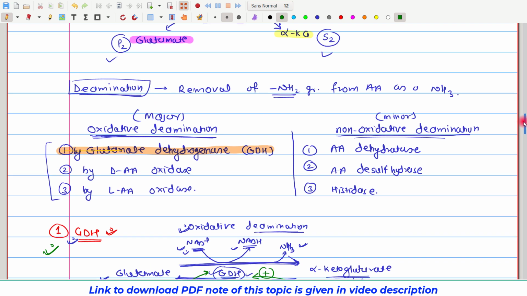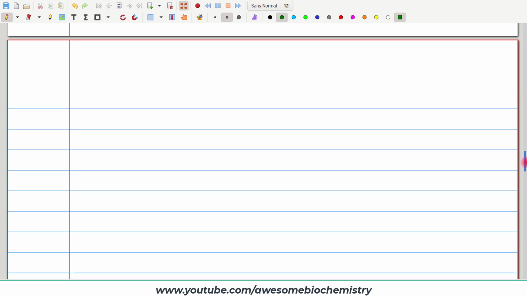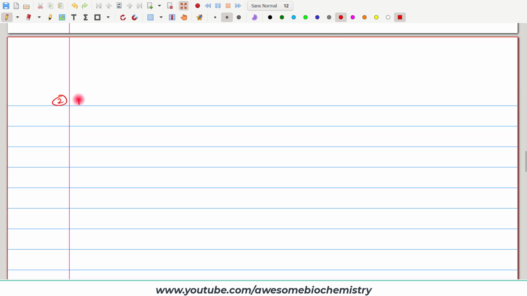Now, let us look at the other minor reactions of deamination. Let us look at D amino acid oxidase. It is the second major deamination process in our body. So, what happens here? Generally D amino acids are not used for the synthesis of mammalian protein, but our diet contains many different D amino acids. So, from the diet our body gets D amino acids, and these must be metabolized.